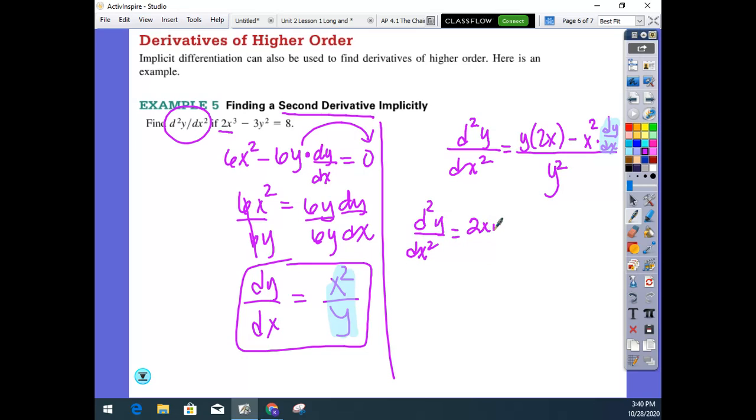So I'm just going to rewrite this as 2xy minus x squared times x squared over y, all over y squared. Simplifying this is where it gets a little bit tricky. Okay. So when I multiply this, can you see this will just be x to the fourth over y? I'm just going to do that.